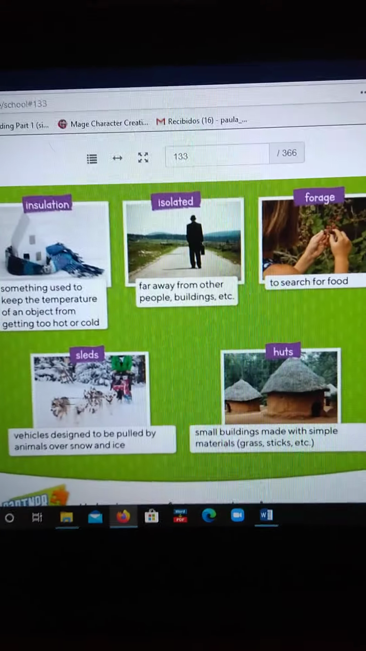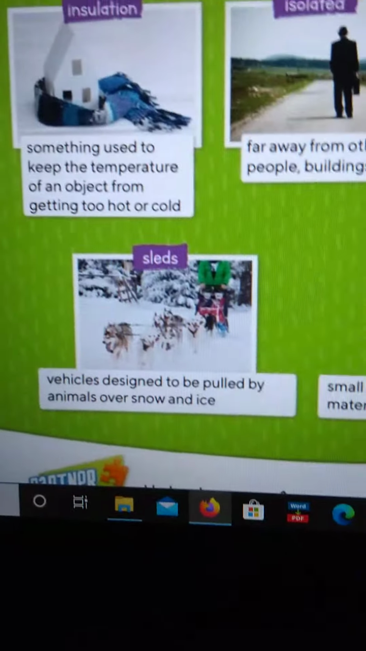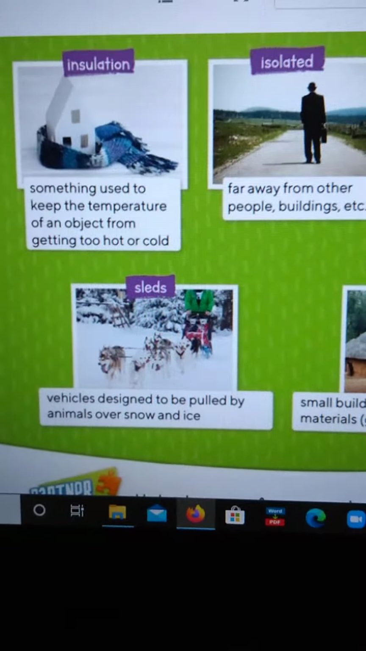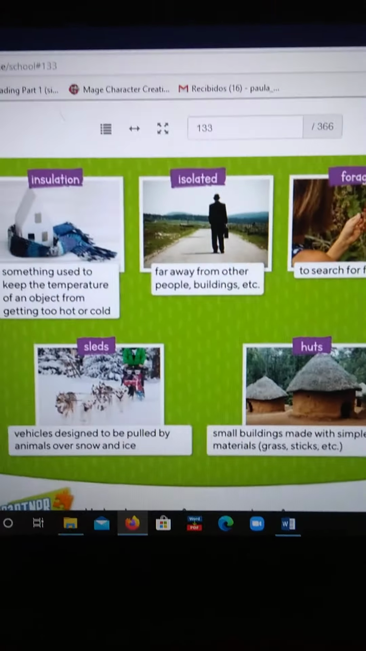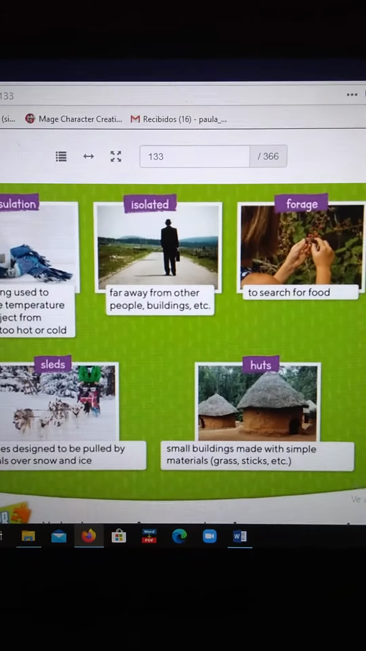So that's all of the words, and now I want you to go to your spare pages. Write the word and then make a drawing, okay? So you will write the word and make a drawing. Remember, this is the vocabulary, the second vocabulary of global citizenship, okay?